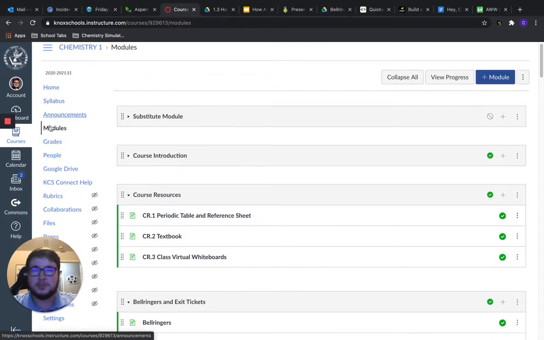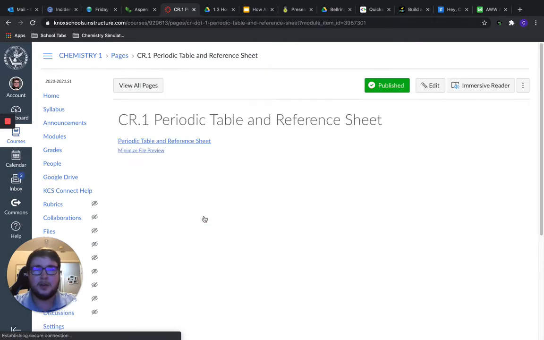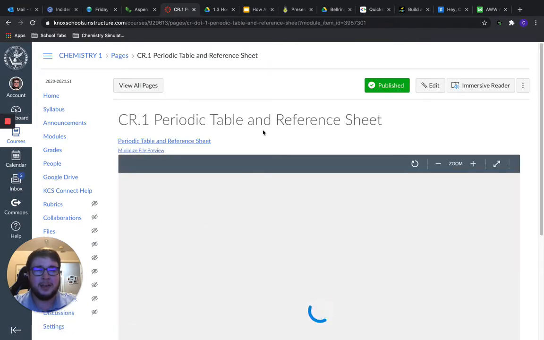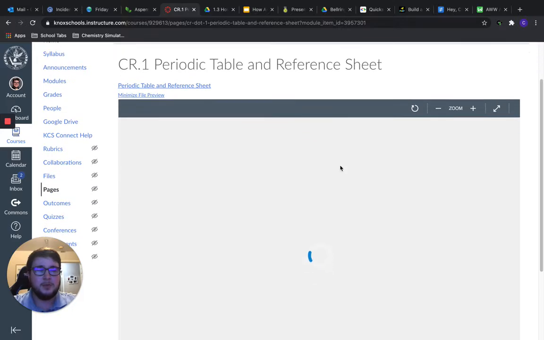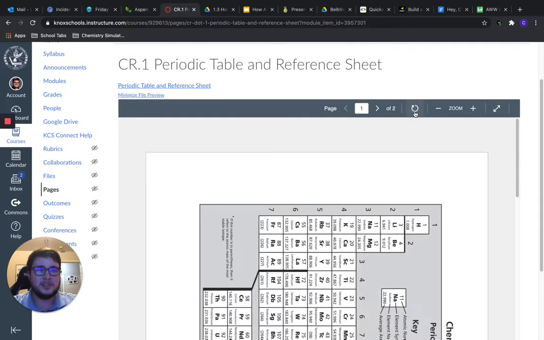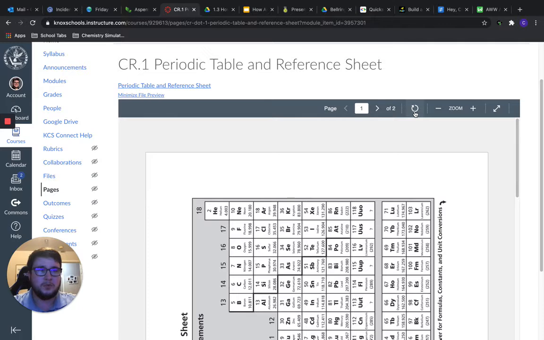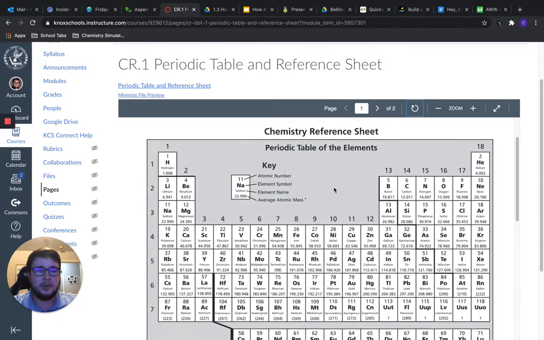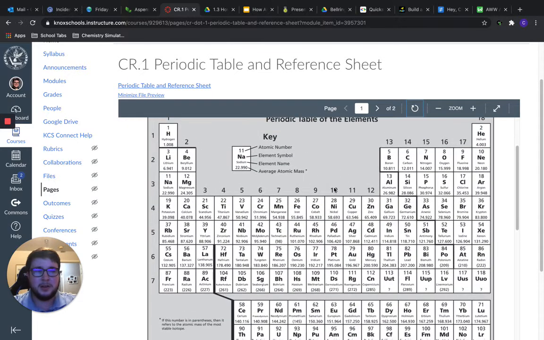Under the Modules tab and Course Resources, if you click into this CR.1 periodic table and reference sheet, right here it'll load you a periodic table. And you may have to rotate this thing. If you hit this rotate arrow, it'll turn it upright for you. But this is what your periodic table is going to look like. And you can see, like, it's arranged in order of atomic number. So 1 is hydrogen, 2 is helium, 3 is lithium, and so on and so forth.